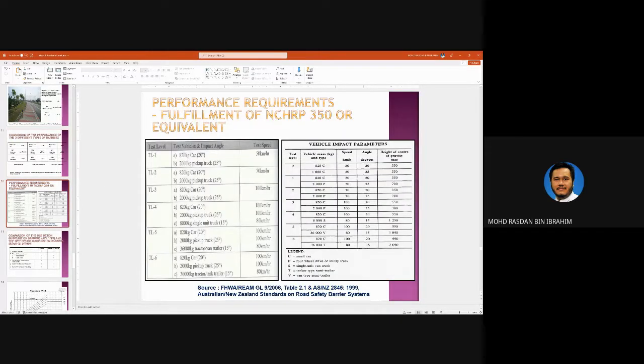Okay. Performance requirement fulfillment for NHRP. This is it. For test speed, you look at the test levels, TL1, TL2, TL5. These are the different specifications for guardrails, so it depends. Normally, if I'm not mistaken, we use something like TL2. If it is deemed that you need a stronger guardrail, then you can choose a higher TL.